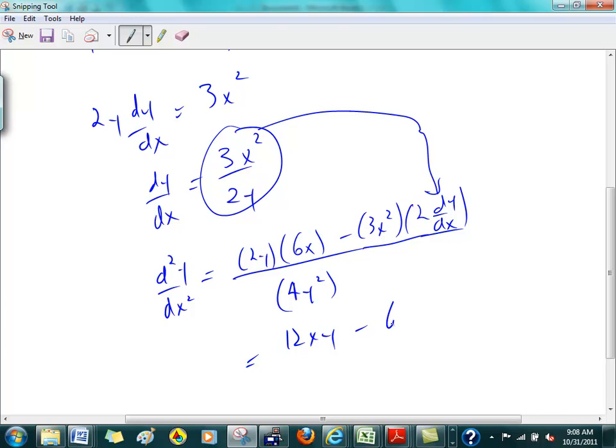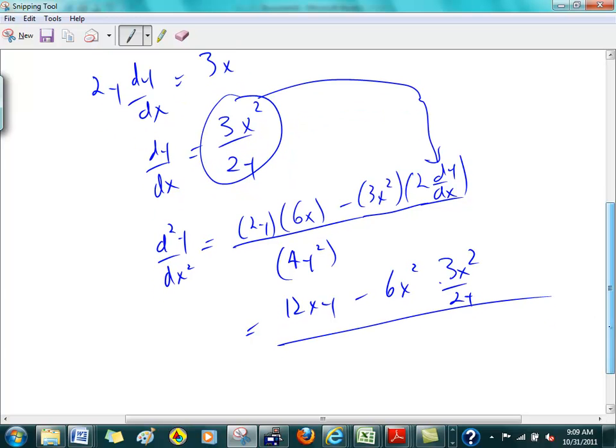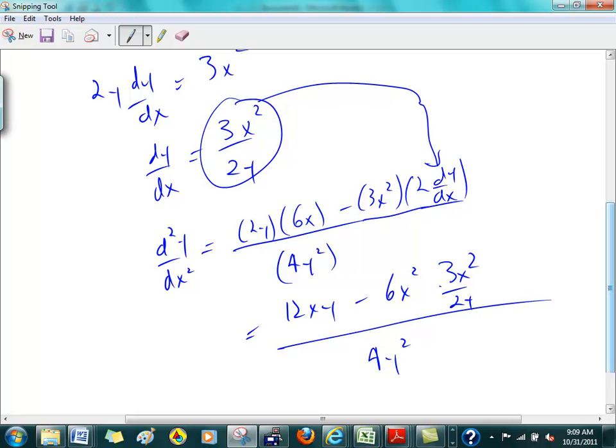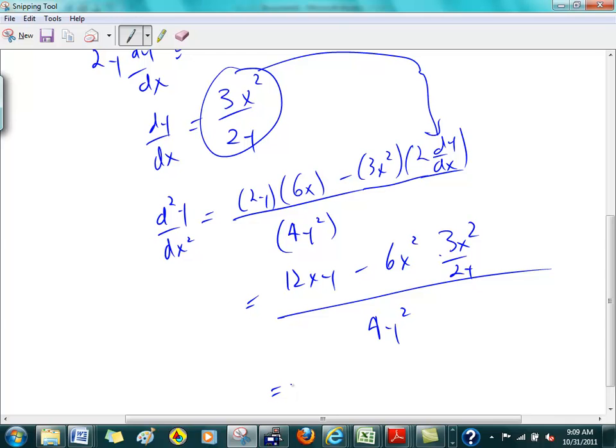12xy minus 6x squared. And in place of dy by dx, you're going to write 3x squared over 2y over 4y squared. Is everybody okay on this? Am I doing this right? You guys got this okay? And then your common denominator upstairs is going to be, what's it going to be upstairs? 2y, so this becomes 24xy squared minus 18x to the 4th over 4y squared.